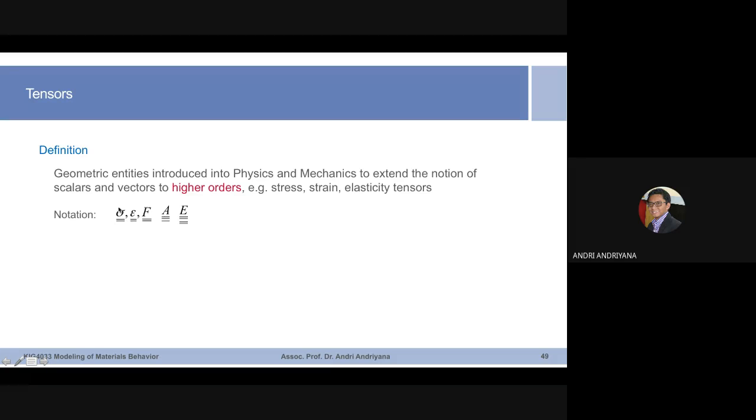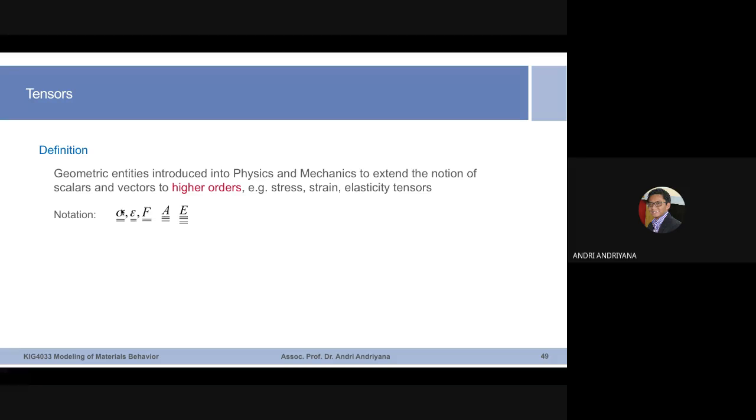So how many components does a second order tensor have? It's actually easy. It is given by the formula 3 to the power of the order. A scalar is basically a tensor of order 0. So the number of components of a scalar is 3 to the power of 0. It is 1. So there is only one component of a scalar because it does not have any direction.